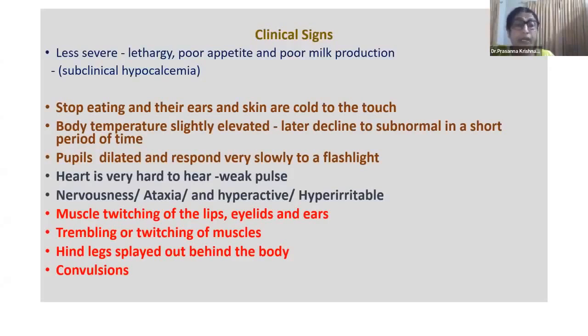If you closely examine the animal, you can very well notice this. The heart sounds will be very hard to hear, and you can feel the pulse very weak. The animal will become nervous. Ataxia will be there, hyperactivity, hyperirritability, all I have mentioned already, and twitching of the muscles, lips and eyelids, trembling, and the hind legs will be splayed out behind the body, and sometimes the animal may show convulsions before that.